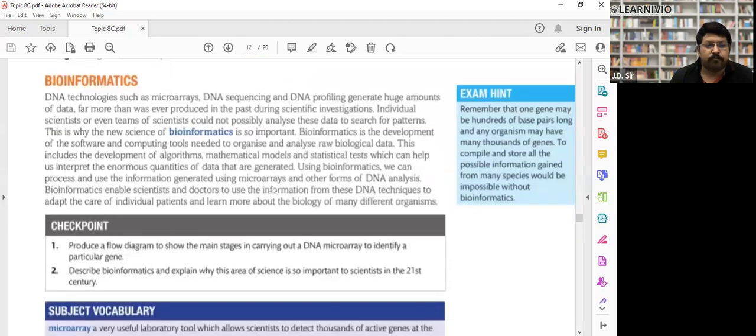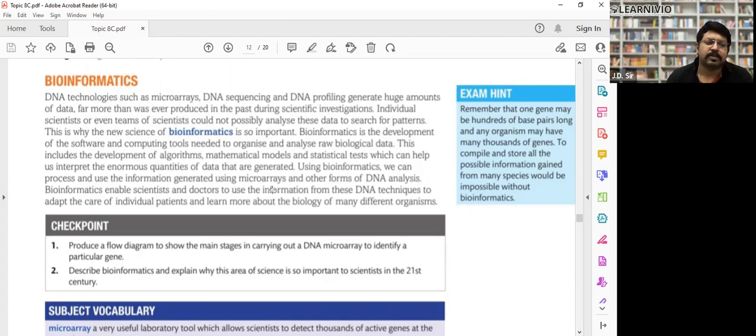Now come to bioinformatics. This is also a recent branch of biology, which has just been discovered. I think it has been in the trend for the last 10 years only, most probably. I heard this term 10 years back only, in the corporate world, that there are some jobs for bioinformatics. Now, what is bioinformatics?